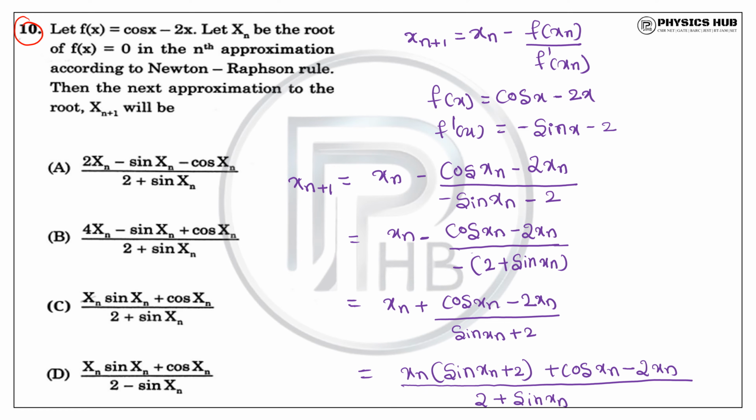Next question. Let f of x is equal to cos x minus 2x. Let xn be the root of f of x is equal to 0 in nth approximation. According to Newton-Raphson rule, then the next approximation to the root x n plus 1 will be. So here Newton-Raphson formula is x n plus 1 is equal to xn minus f of xn divided by f dash of xn. So given function is f of x, that is equal to cos x minus 2x. So differentiate with respect to x. So we will get minus sin x minus 2. So substitute this one in formula and we will get option C as an answer.